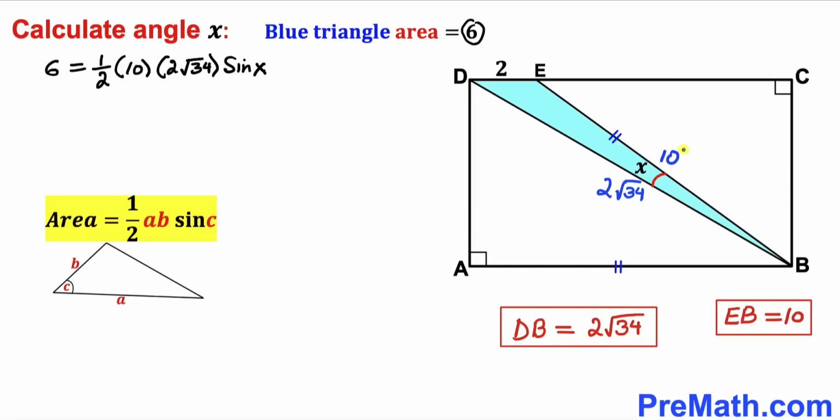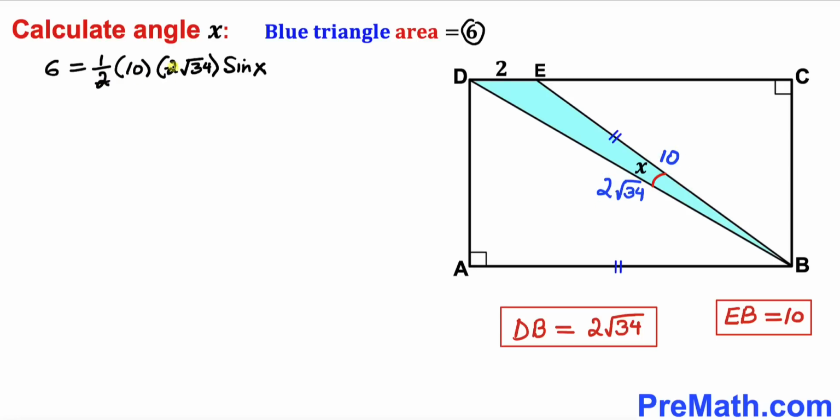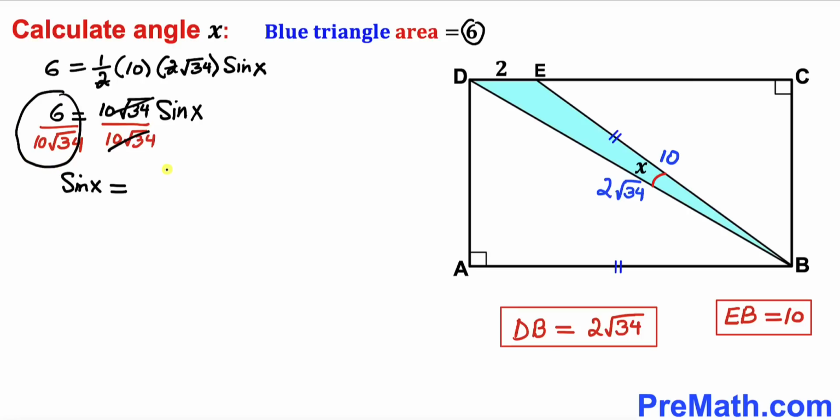As you can see over here, our two side lengths are 10 and 2 times the square root of 34, and the angle between them is X. And now we can see this 2 and 2 is gone. So therefore we ended up with 6 equals 10 times the square root of 34 times sine of angle X. And now let's go ahead and divide both sides by 10 times the square root of 34. So these and these are gone. So therefore our sine of angle X equals, and if we reduce this, that is going to give us 3 divided by 5 times the square root of 34.